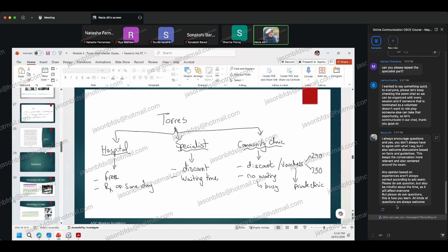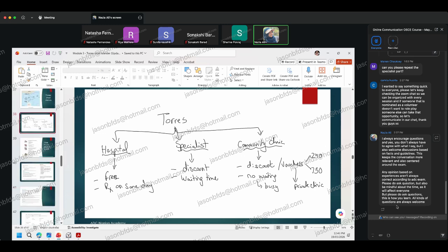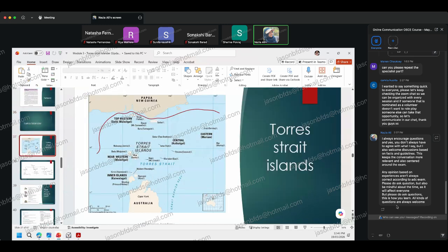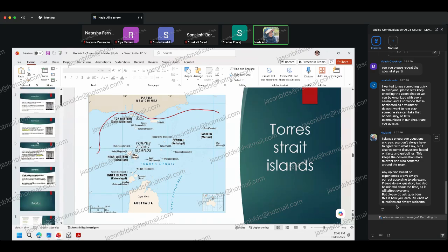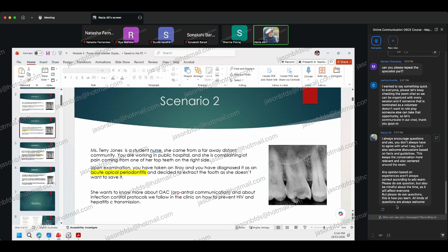Now, the issue here is this case. Her two concerns were, one, I was worried about OAC, and two, I was worried about hepatitis C and HIV. These are bloodborne viruses, and the risk is high only when you do exposure-prone procedures. Both concerns are directly linked to extraction, directly linked to why she is removing it.